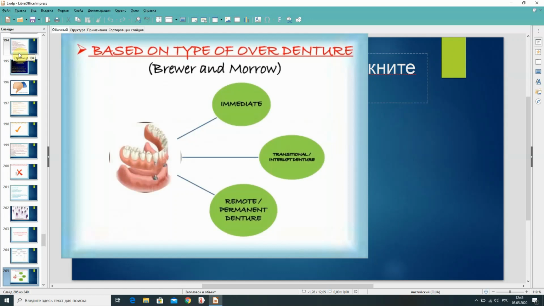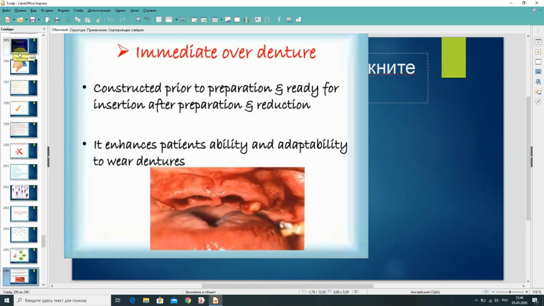Based on type of overdenture: immediate, remote, permanent denture, transitional denture, interim denture. Immediate overdenture: constructed prior to preparation and ready for insertion after preparation and reduction. It enhances the patient's ability and adaptability to wear dentures.